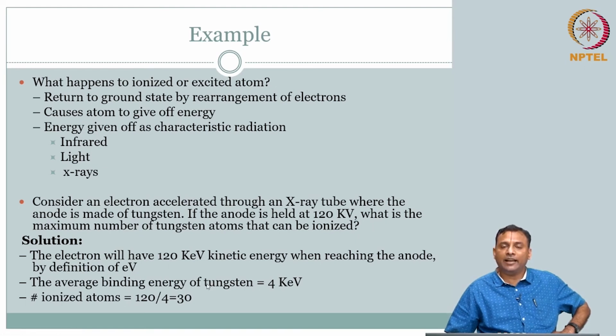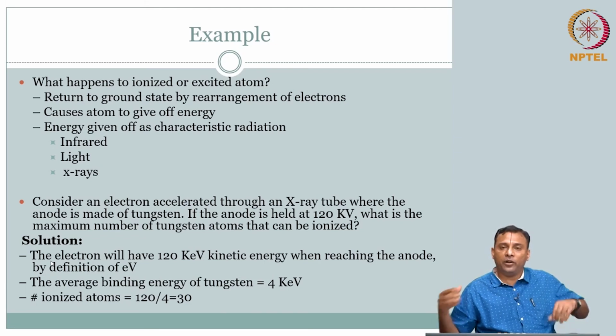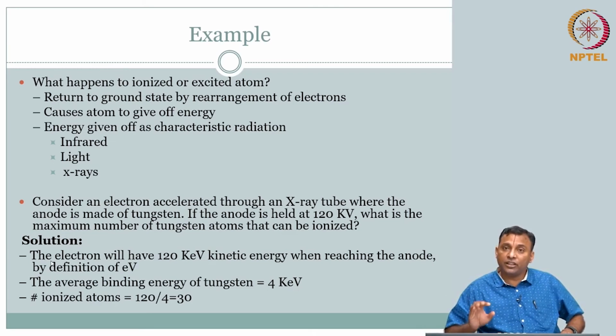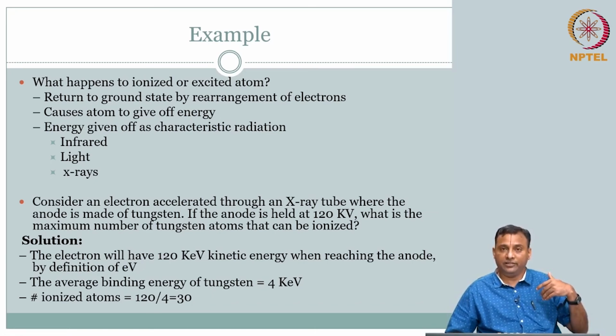Remember, for our purpose, is this too much or too little? Okay, 30 atoms are ionized, hitting 120 kilo electron volt. You are ionizing tungsten, so you are not really worried right now. What will I be worried about? I want to make sure I don't ionize the body, that means in relation to hydrogen. So, we are interested in ionization of hydrogen, for all practical purposes.